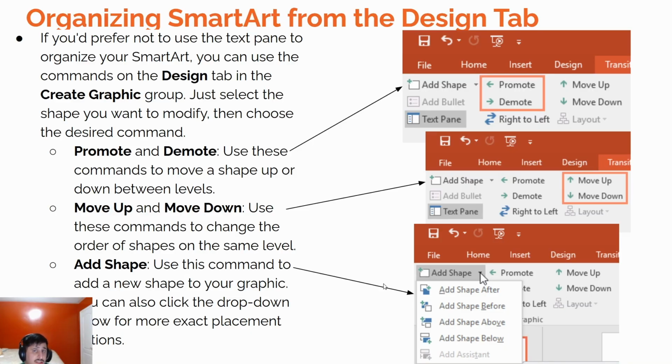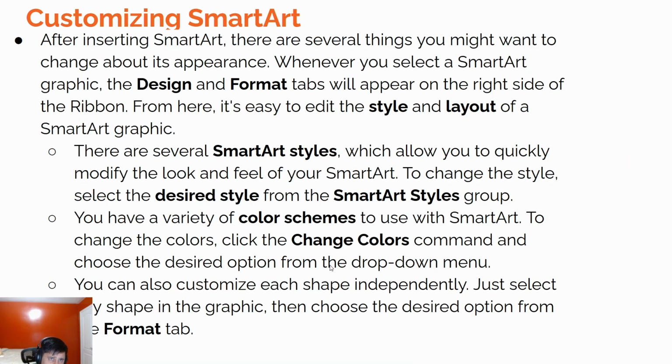Now in terms of organizing SmartArt from the Design tab, we can always use commands from there. So we can use Promote and Demote to move a shape up or down between levels. We have Move Up and Down, so we use these commands to change the order of shapes on the same level. Then we have Add Shape, so we use this command to add a new shape to our graphic. And we can also click the drop-down arrow for more exact placement options.